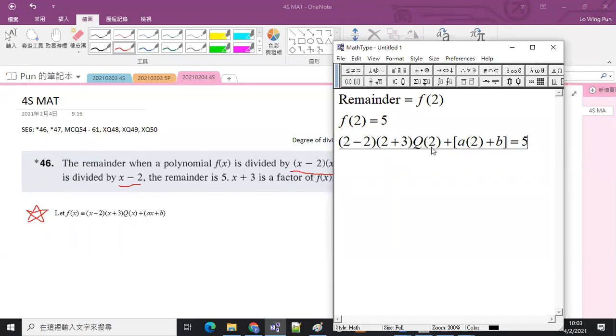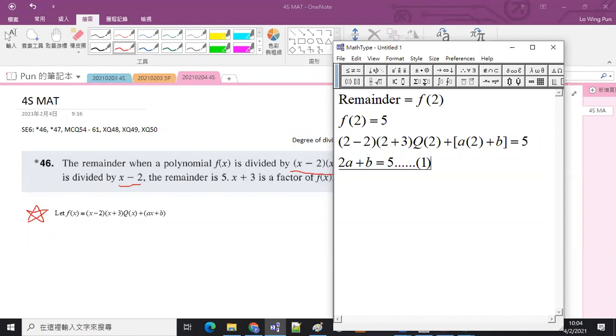Q(2) is the function Q(x) when x is substituted by 2. But we do not care what number it is because it is multiplied by 0. So what is remaining on the left-hand side of my equation is just 2a + b, okay? And it is equal to 5. We have two unknowns, and we have got the first equation. So we will label this equation 1.